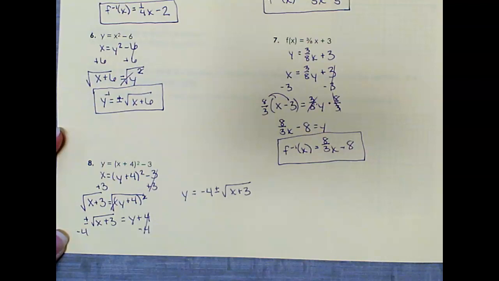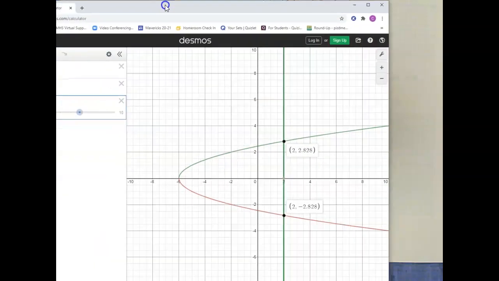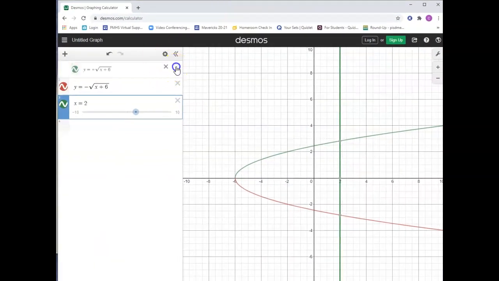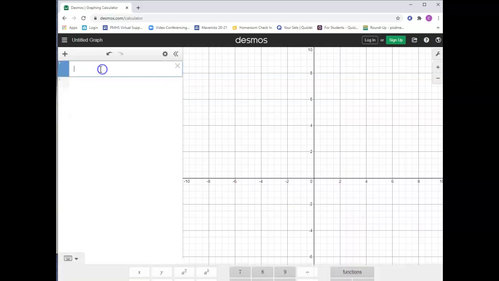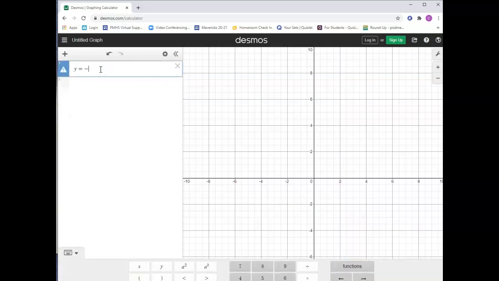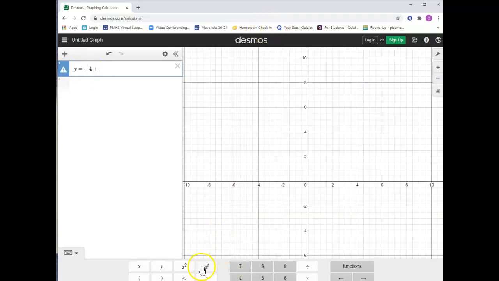This is no different. So if you graph this in Desmos, and I don't have it pre-typed in, however, it won't take that long to type in. So I have y equals -4 plus the square root. Where's my square root?